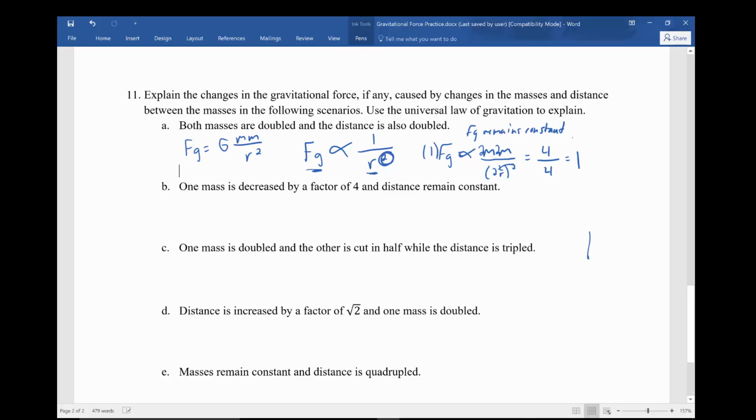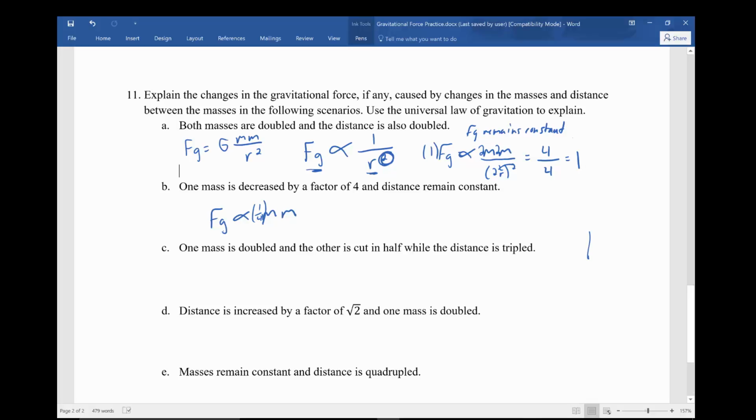All right, and that'll be the answer for number 1. Let's try another one, see if it makes a little more sense. One mass is decreased by a factor of 4 and the distance remains constant. So in this equation, we're looking at the relationship between Fg and the product of the masses. One of these masses decreased by a factor of 4. In other words, it got multiplied by 1/4.